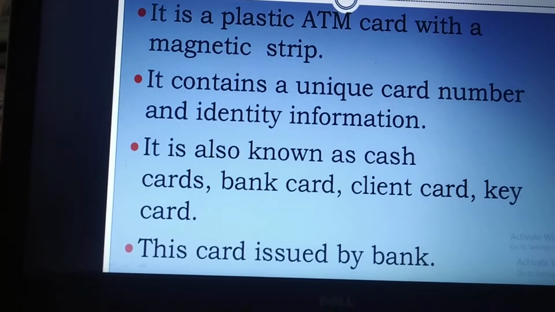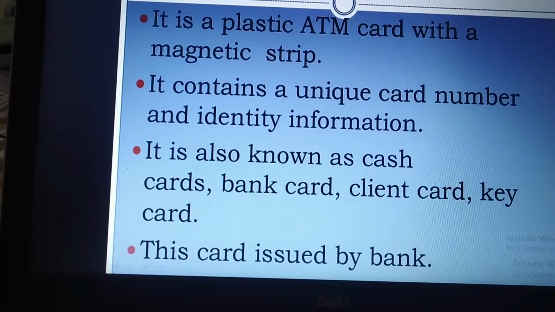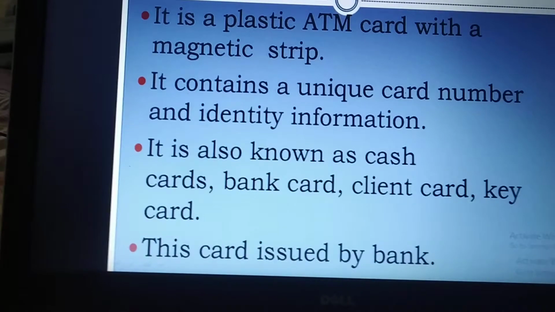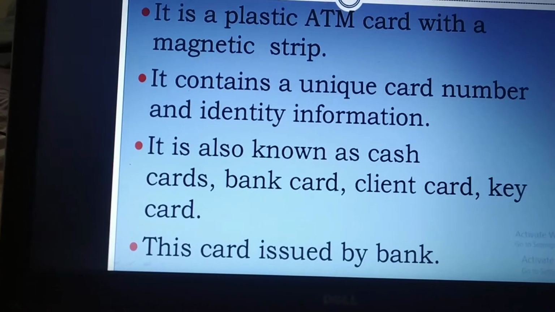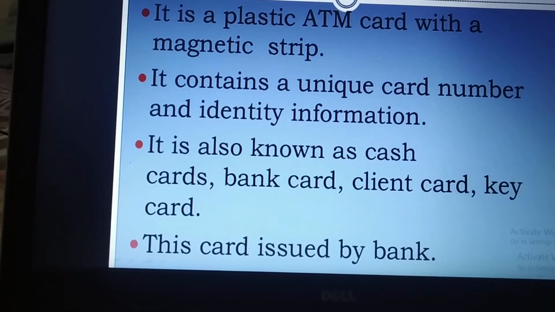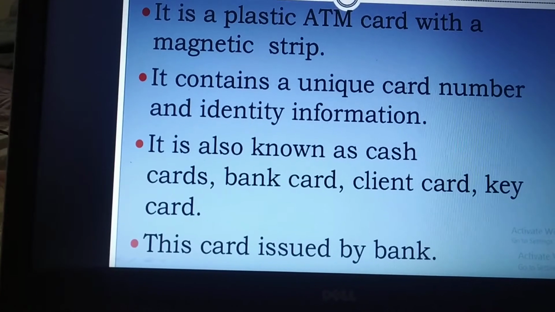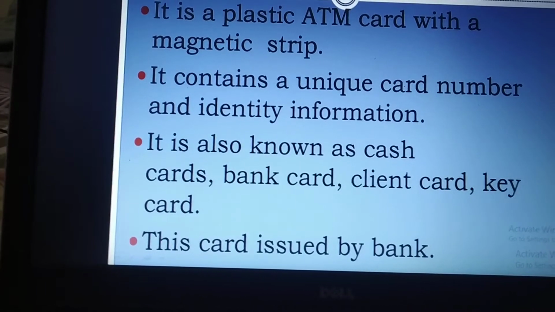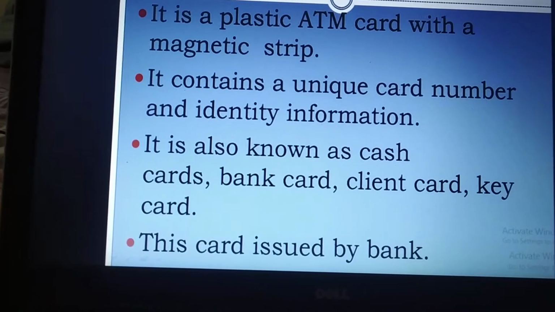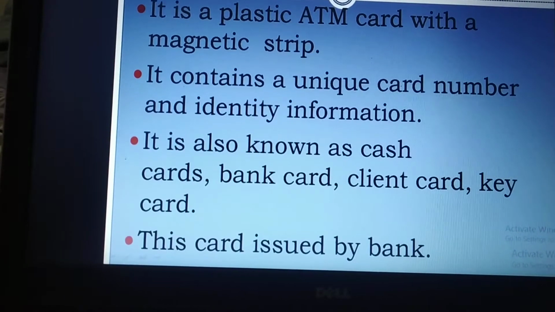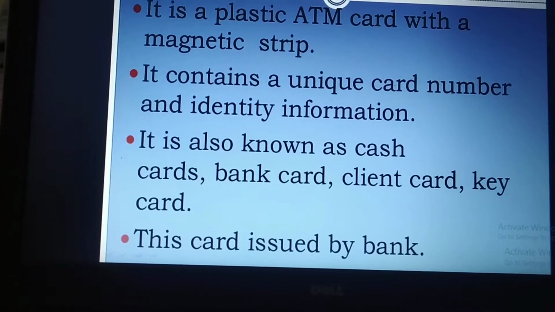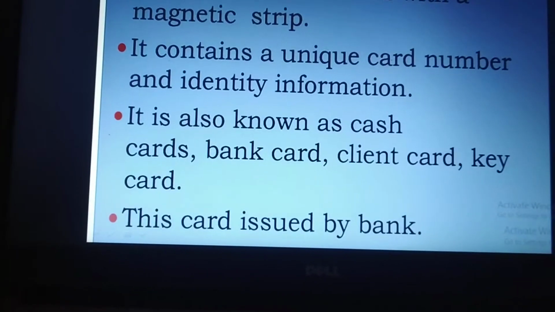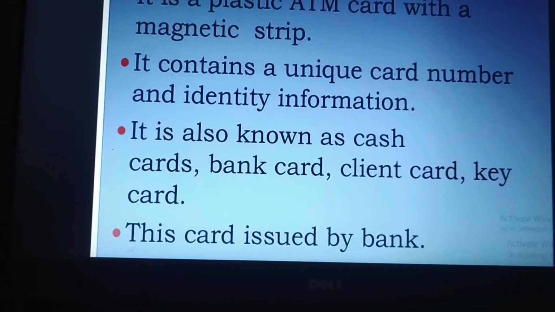The card used for your ATM machine is your ATM card. That is a magnetic plastic card with a magnetic strip. The operation of the ATM card is like magnetic material, like your tape recorder. Once upon a time we used a tape recorder; the same operation is held in your ATM machine. It contains a unique number and identity information. It is also known as a cash card, bank card, client card, key card, or anything else. This card is issued by your bank.